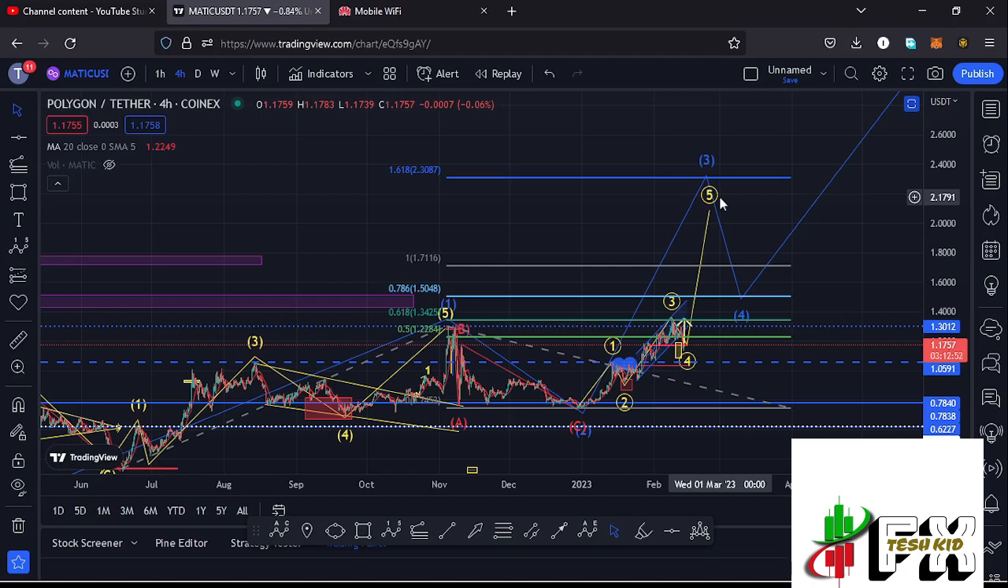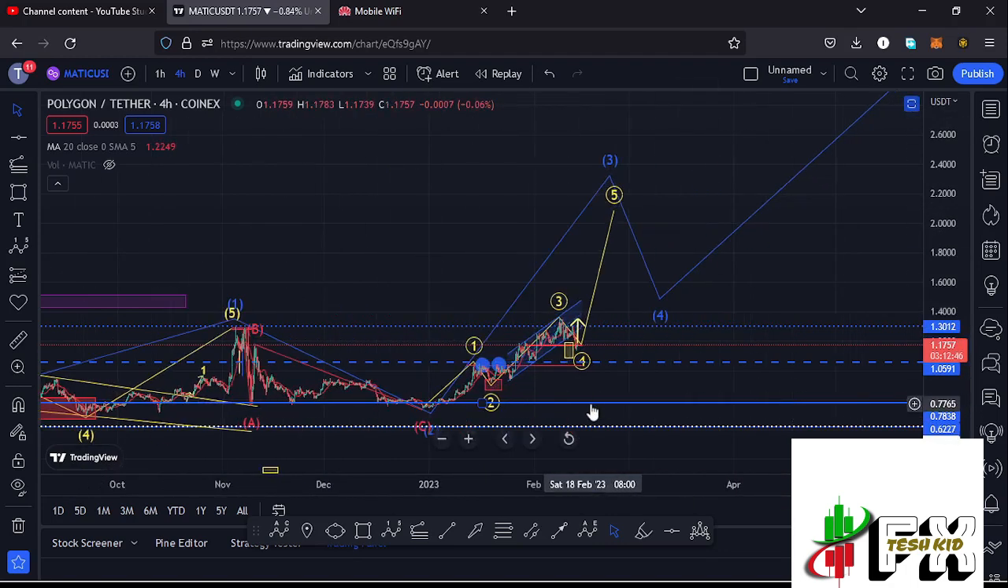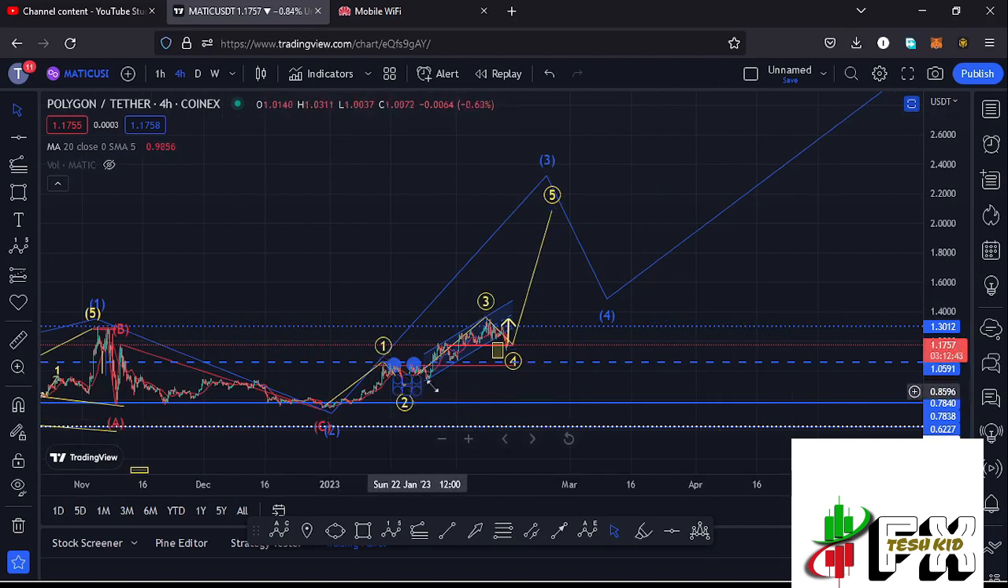$2.3087 mark, and that is the minimum that I will expect that wave 3 to the upside to do, which is an impulsive wave. And that's the reason as to why you can see that I have this Elliott structure in yellow within the formation of that wave 3, where I'm expecting the formation of this wave 5 to fully maximize the formation of that larger Elliott wave count 3.